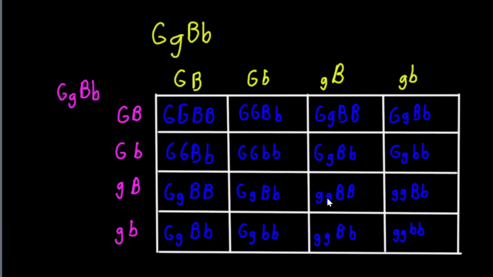All right, and so this is what the fill-in should look like. At this point, let's go ahead and take just a moment and actually write down the phenotypes. Okay, so this is gray and black. This is gray and black. All right, gray and black, gray and black, gray, black, gray, black. Okay.